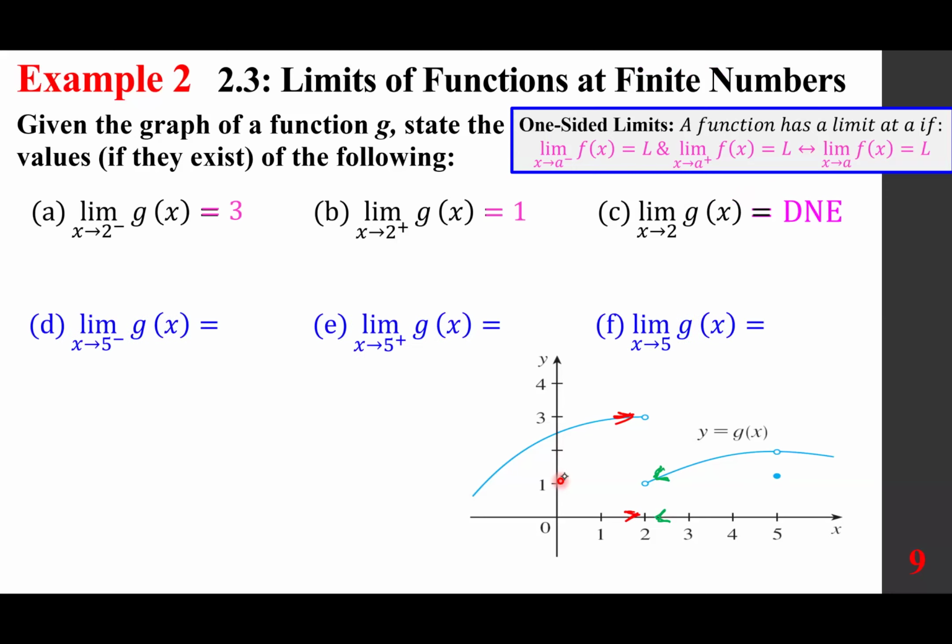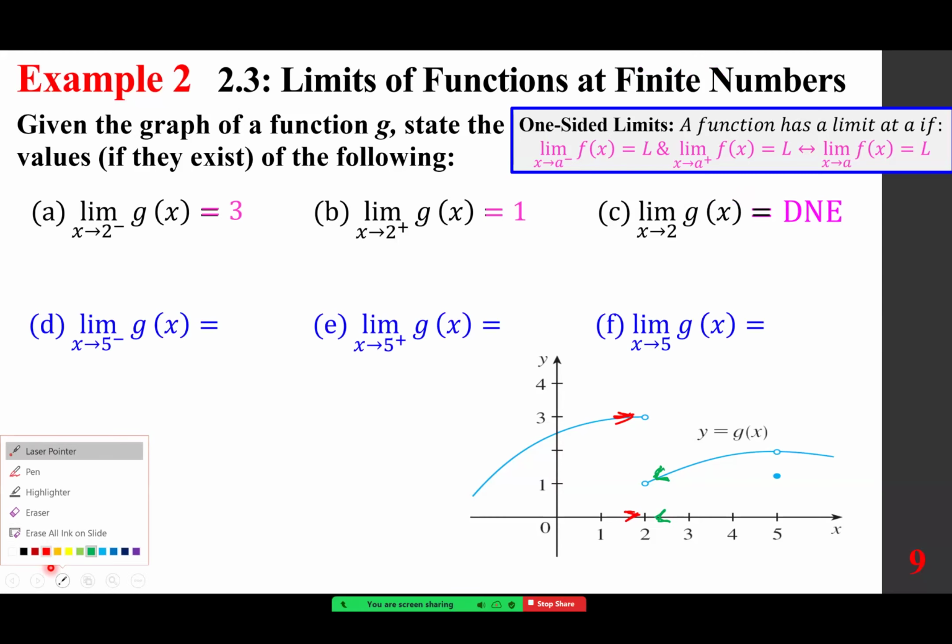We are interested in the limit of g of x as x approaches 5. That's why we look at the one-sided limit again. If you look at the left side of 5, you're moving this way.